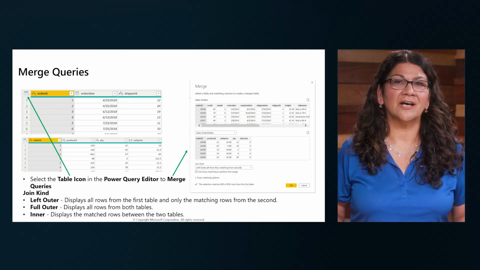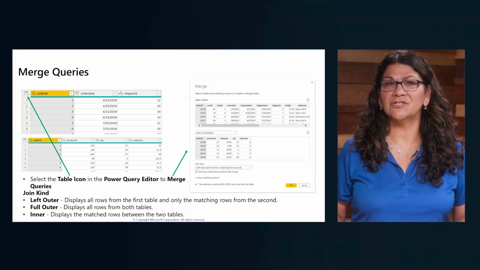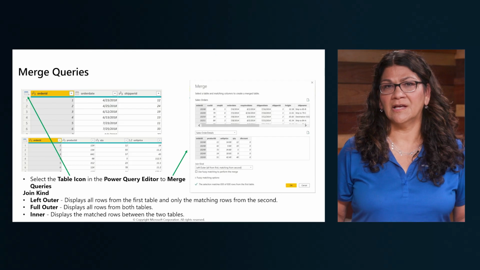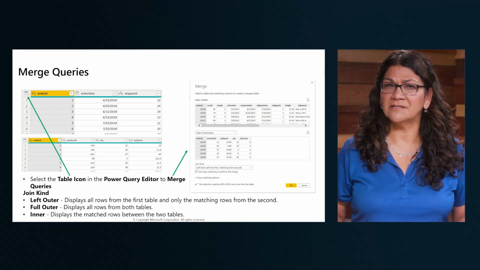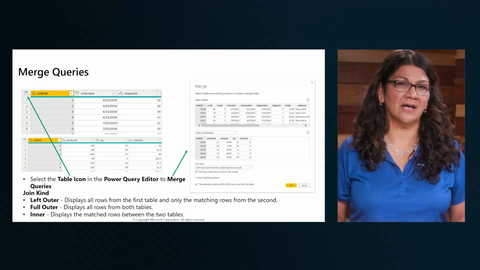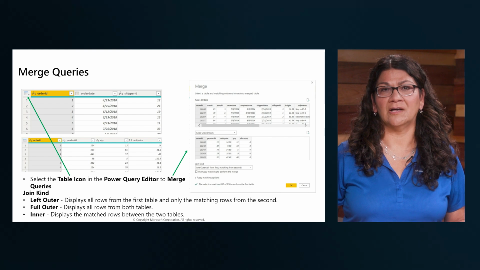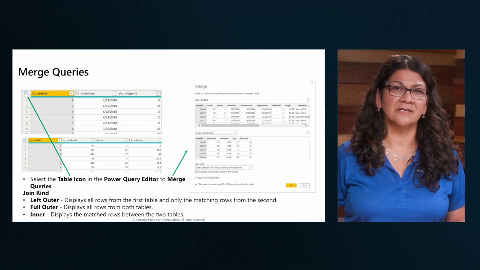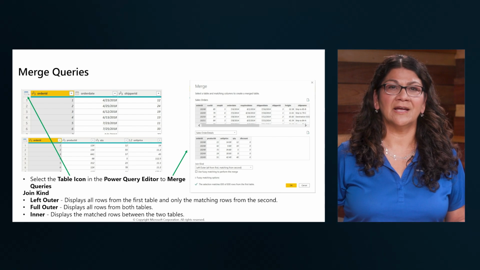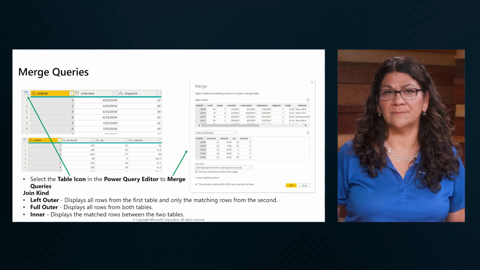Let's now focus on merge queries. Merge queries are very similar to doing a join in SQL. However, unlike the append, it only allows 2 tables to be merged together at one time. In our example here, we have to select the table icon in the Power Query Editor to select Merge, and then you will see the 2 tables listed inside the Merge pane.